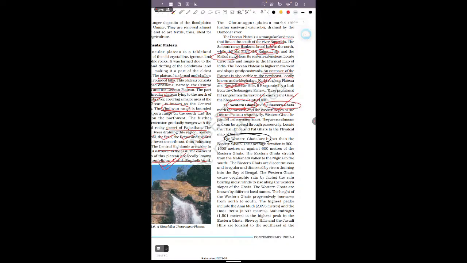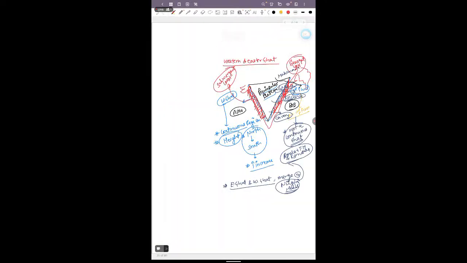Western Ghats are discontinuous. The Eastern Ghats stretch from the Mahanadi to the Nilgiri, and the Eastern Ghats are discontinuous. The Western Ghats progressively increase in height from north to south, and the highest peaks are Anaimudi and Doda Betta. Anaimudi is roughly 2695 meters, whereas Doda Betta is 2637 meters in height. The Eastern Ghats and Western Ghats meet at the Nilgiri hills. So we have seen this.